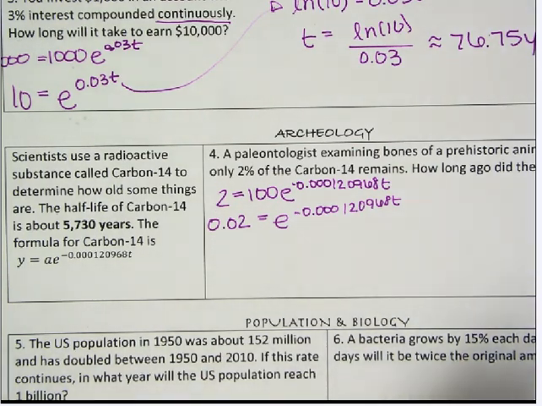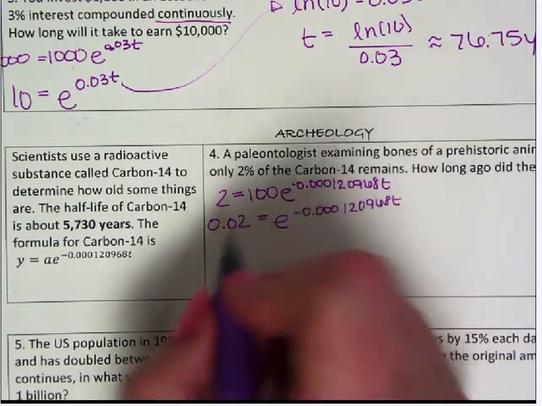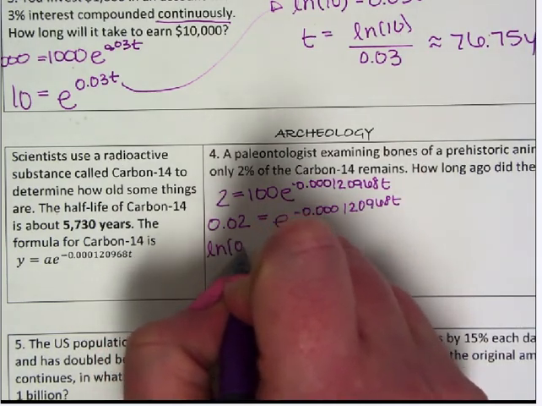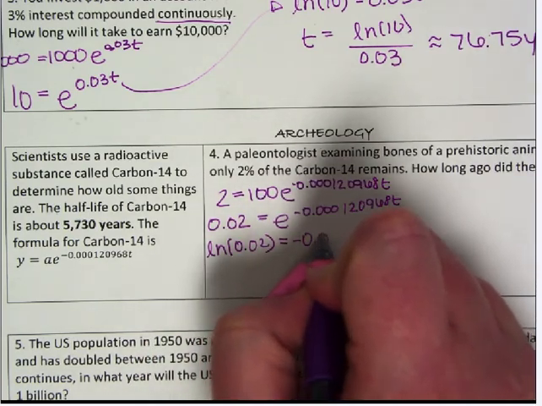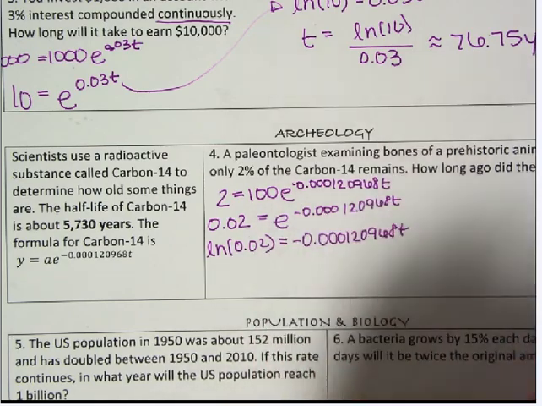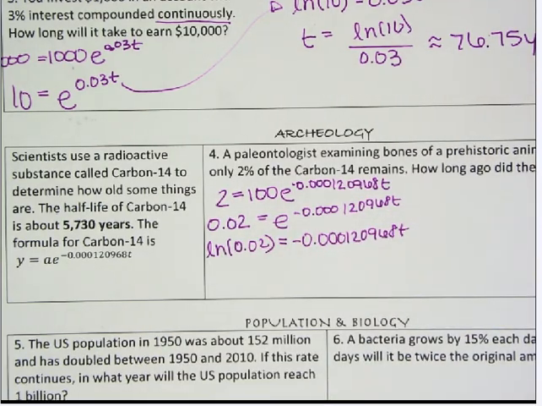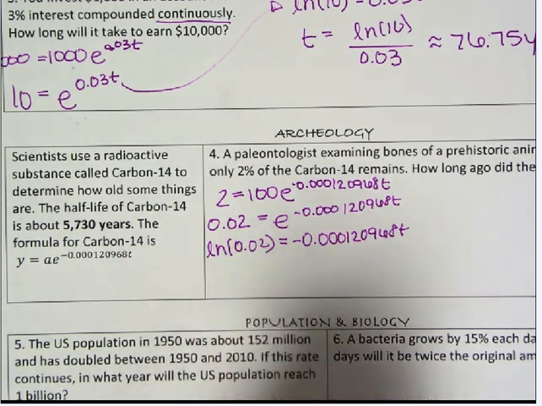From here, we're going to take the natural log of both sides, and that's because we have a base of e. So it's the natural log of 0.02 equals the exponent times natural log of e, which is just 1. So to get t by itself, we'll divide by that really small number.